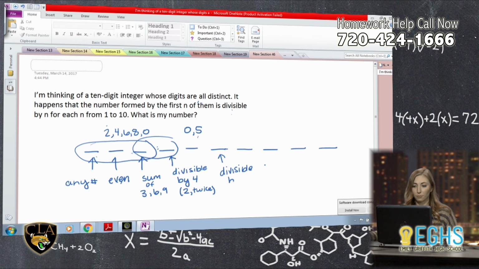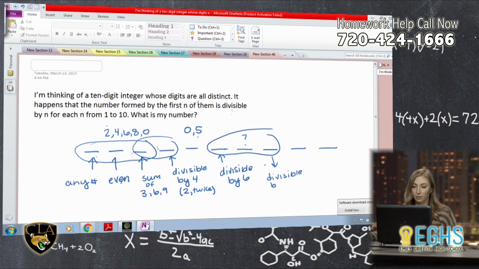That one's going to be rough. 7, there is no shortcut, so we'll just not think about that one for now. 8, the last 3 digits have to be divisible by 2 three times. Oh my goodness.